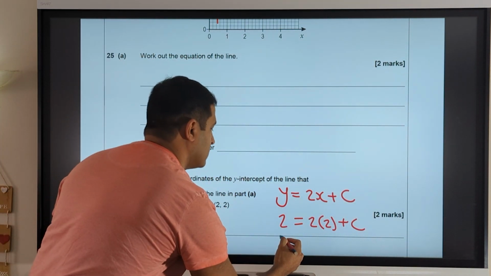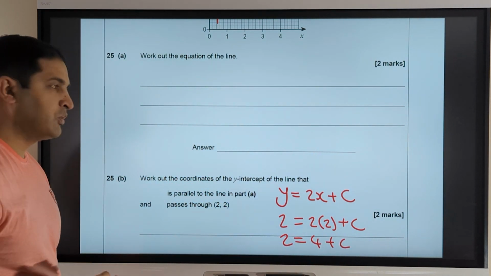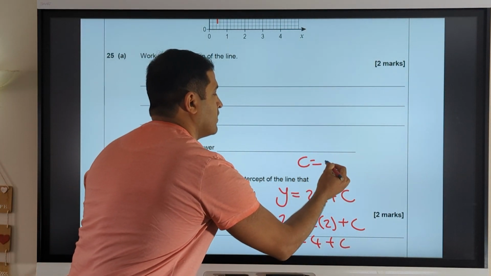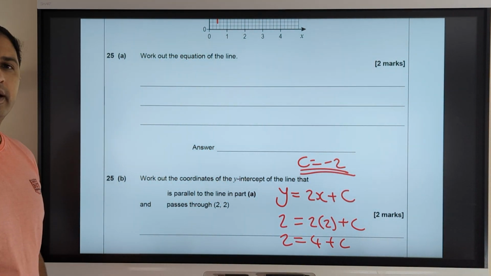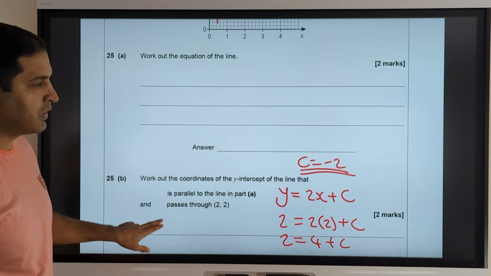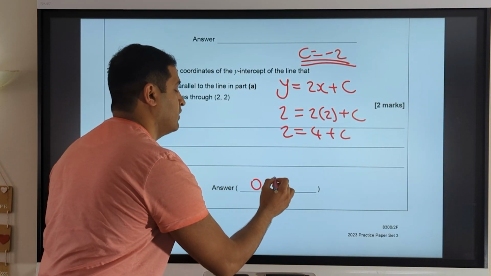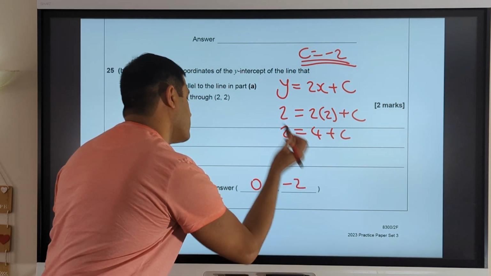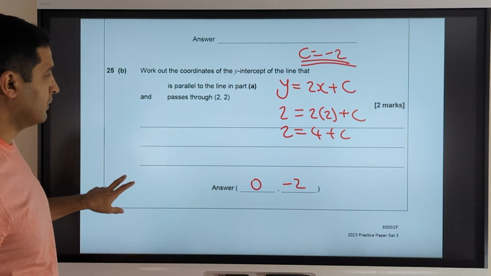Okay, so 2 times 2 is 4. So 2 is equal to 4 plus something. So that something has to be negative 2. And that is your y-intercept. It has to be cutting the y-axis at negative 2 if it has to go through that point. So x is 0 and y is negative 2.